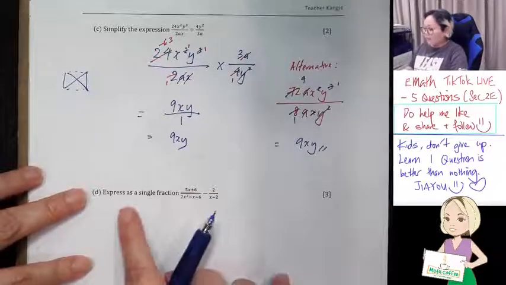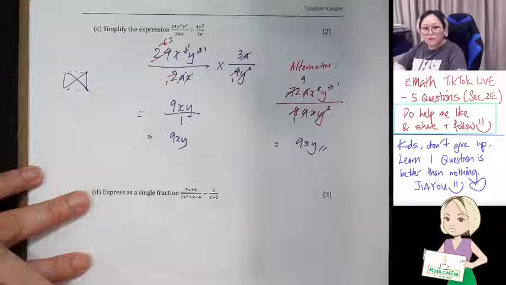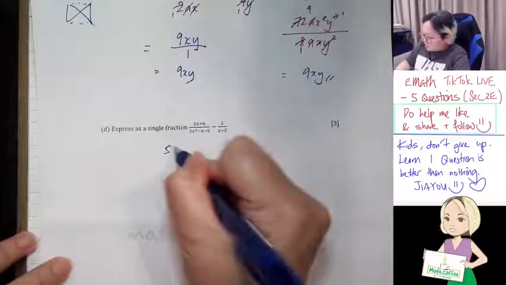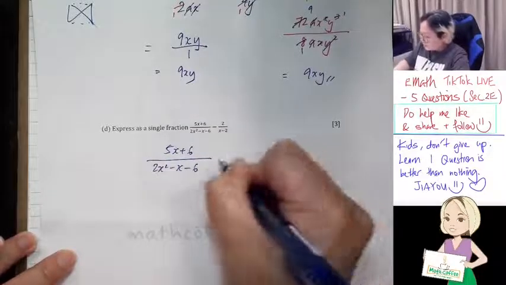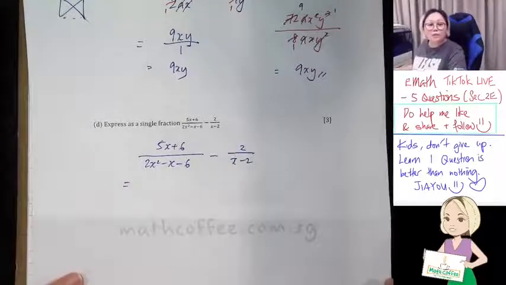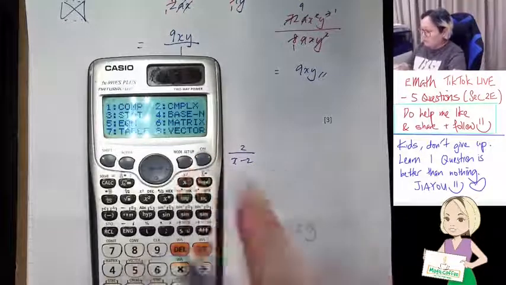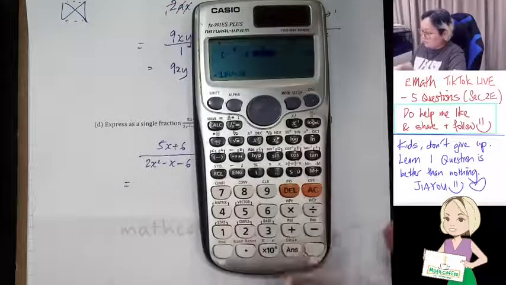So for the bottom, expressed as a single fraction. So again, this is a bit too small. Maybe I can write. This is 5x plus 6 over 2x squared minus x minus 6, minus 2 over x minus 2. Okay, so kids, I'm supposed to combine this into a single fraction. But whenever you see the denominator is quadratic, please factorize it first. Okay, so I'm going to factorize it using the cross method. Of course, I play cheat. Okay, so it's 2, minus 1, minus 6.